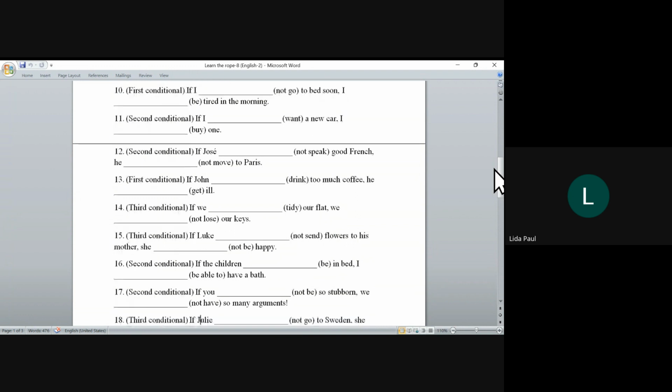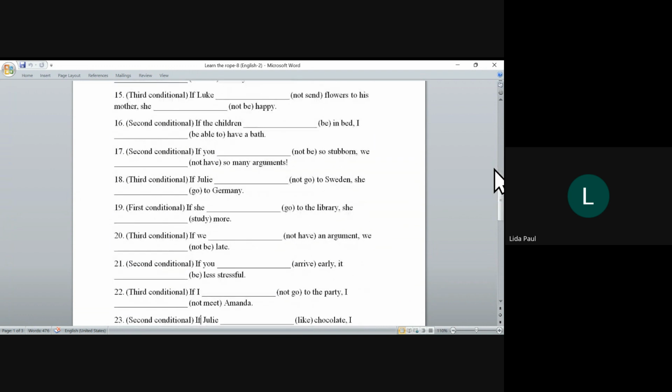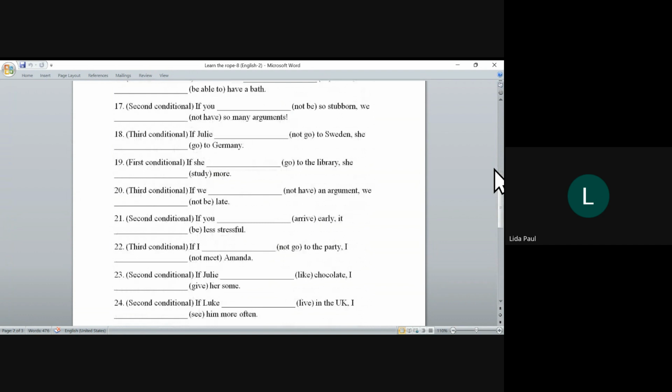Second conditional. 17th is again the same. Second conditional. If you dash not be so stubborn, we dash not have so many arguments. What would you say if you were not, right? So with you, since you're using the same form in both singular and plural, you're using were. So if you were not so stubborn, we dash not have so many arguments.